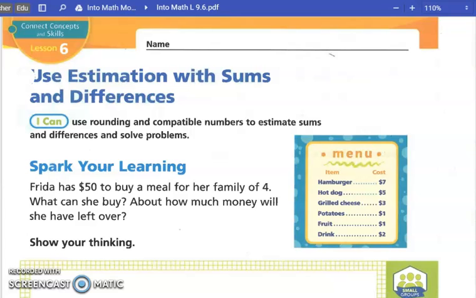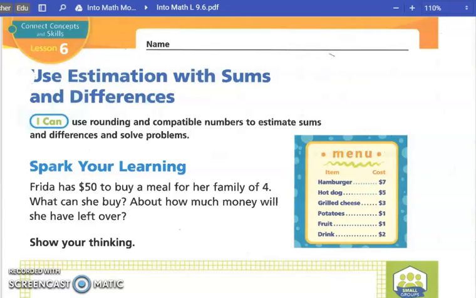Now today they're calling that compatible numbers. What did they call them yesterday? What were they called? Do you remember? Friendly numbers. So friendly numbers are compatible numbers. Okay? That means they go well together. If you're compatible, you go well together.